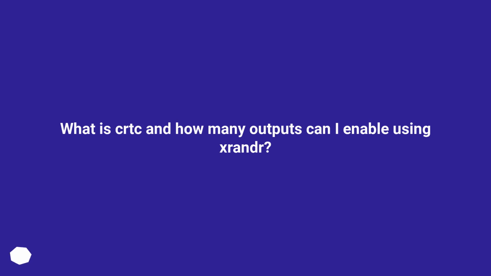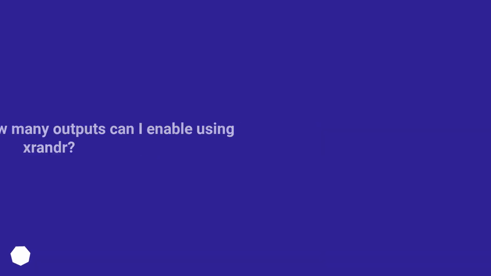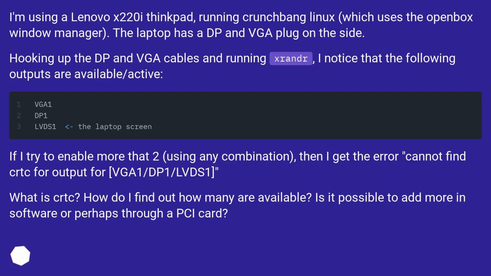What is CRTC and how many outputs can I enable using xrandr? I'm using a Lenovo X220i ThinkPad, running CrunchBang Linux, which uses the Openbox window manager. The laptop has a DP and VGA plug on the side. Hooking up the DP and VGA cables and running xrandr, I notice that the following outputs are available/active.